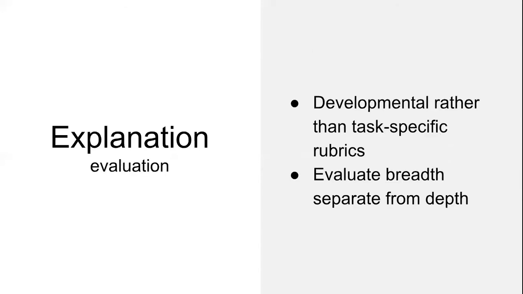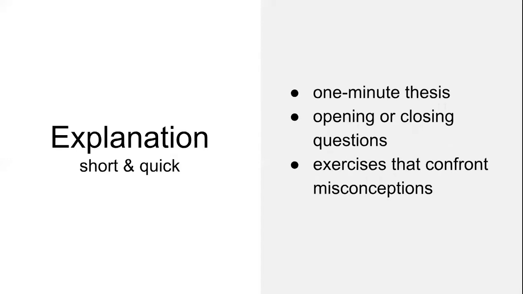So now I'm going to jump into the different areas of the 6 facets of understanding, and I'm going to go through each one at a time. One of the facets of understanding is explanation, and it's often tied to evaluation or evaluating something. It tends to be developmental rather than a task-specific kind of thing. You want to make sure that you're evaluating breadth separate from depth when you're thinking about explaining something.